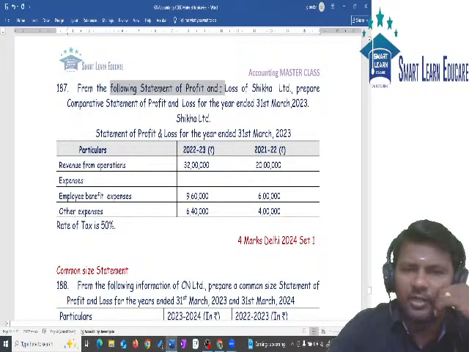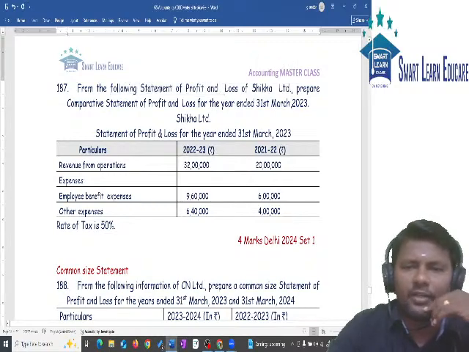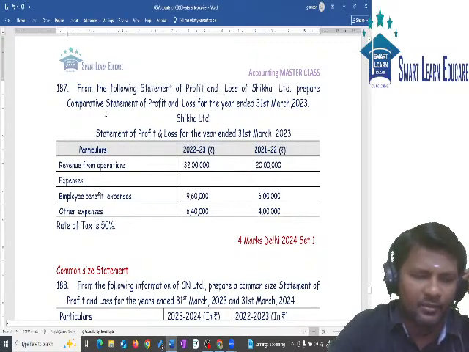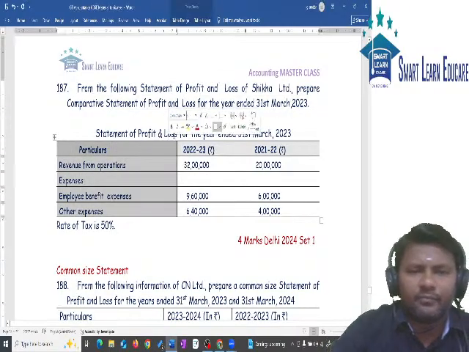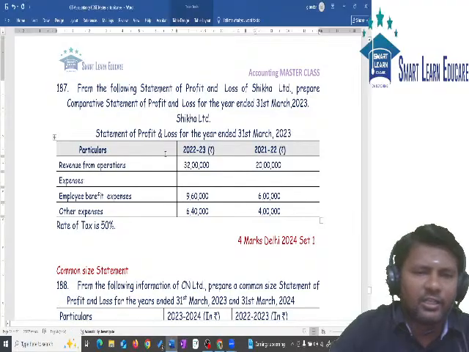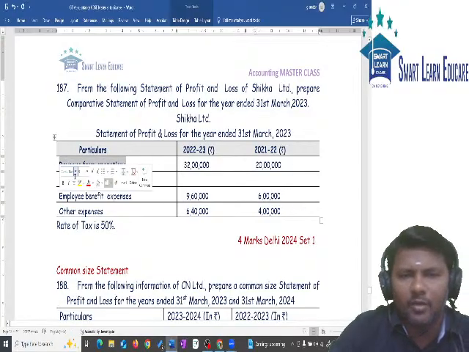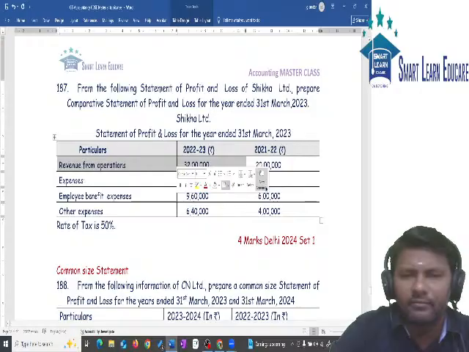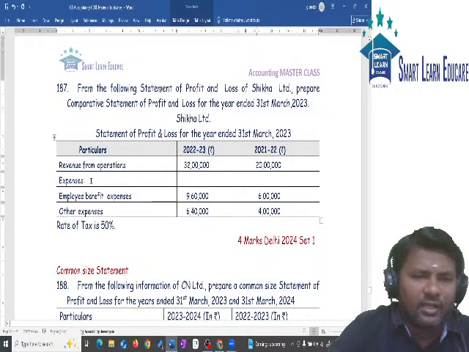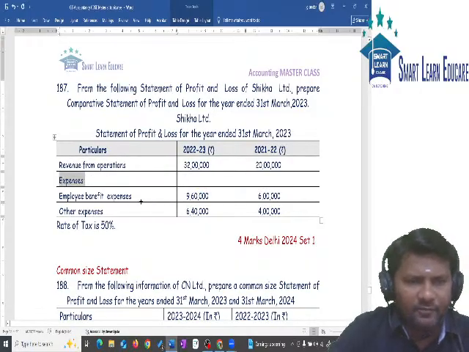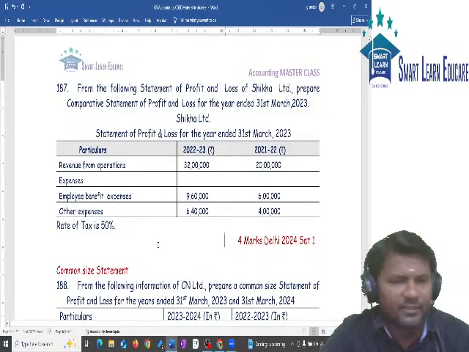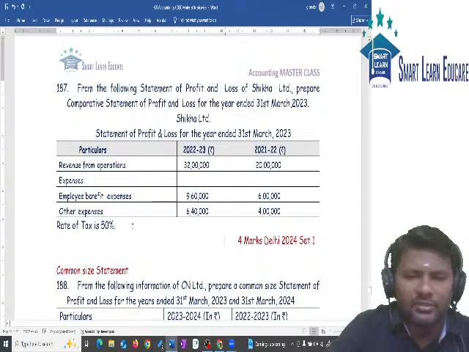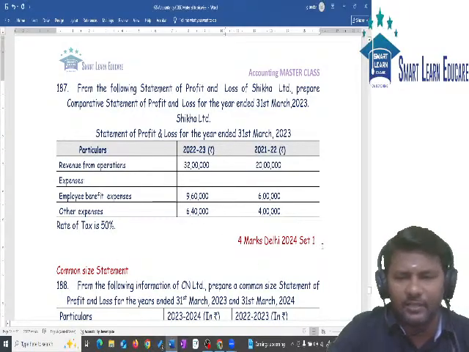from the following statement of P&L of S Limited, prepare a comparative statement of P&L for the year ended 31st March. Revenue from operation is given as 32 lakh and 20 lakh. Two expenses are given: employee benefit expense, nothing but salary, and other expenses. The rate of tax is 50%. Yesterday we did this type of question only.